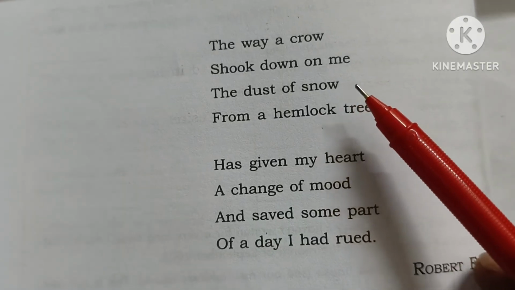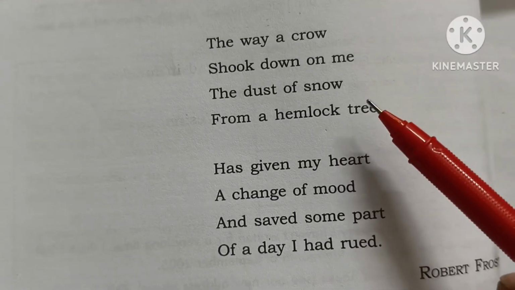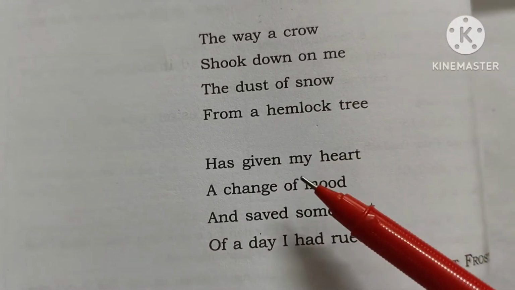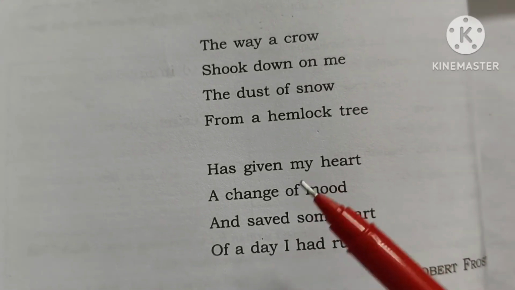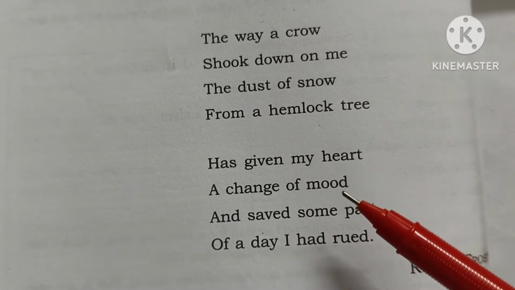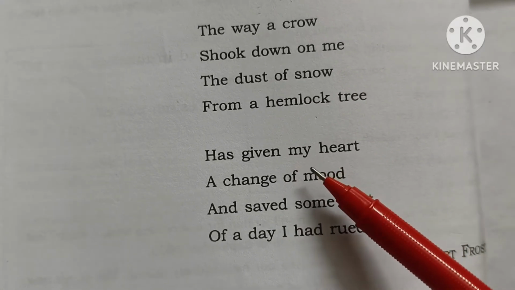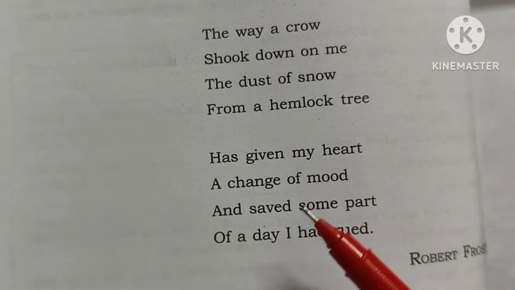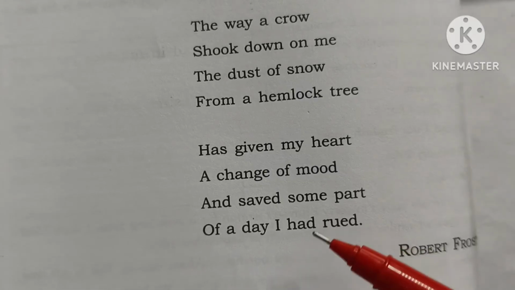Children, crow is the symbol of death and tragedy, as is a hemlock. But as far as the poet is concerned, it was his savior. The snow it had shaken down caused a sensation that brought him back to life. That means saved from his tragic mood.